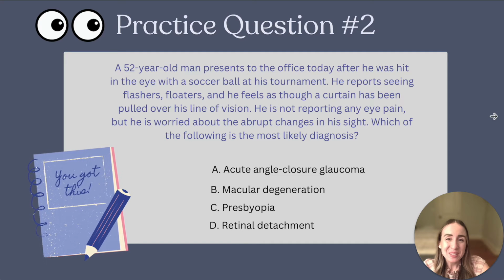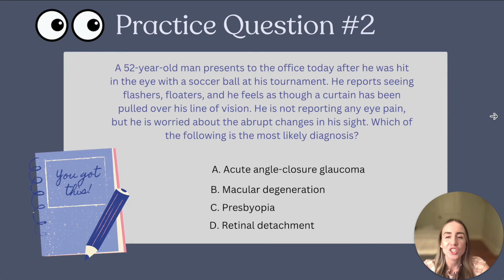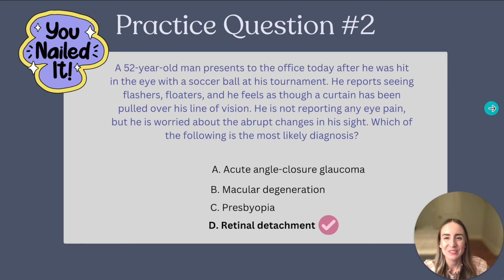So let's break this one down together. The word painless and the description of a curtain falling over the visual field is a giveaway for which condition? If you were thinking option D, retinal detachment, you would be correct. Option B, macular degeneration, is the loss of what type of vision? That's central vision. And this condition is not typically associated with pain and often occurs slowly over time.